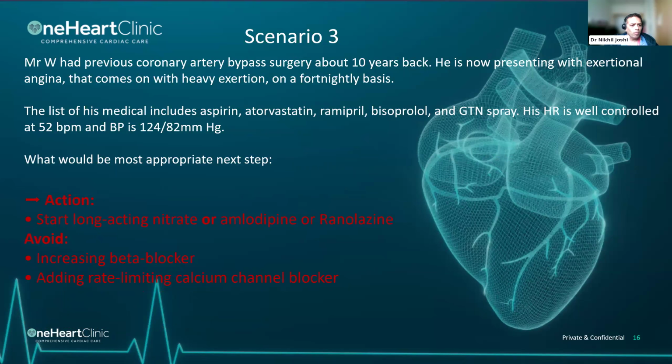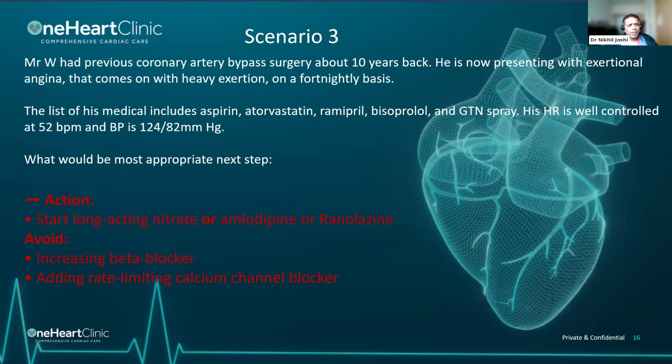The third patient is someone who had a previous coronary artery bypass grafting. He's now presenting with exertional angina, typical symptoms, coming on less frequently, on a fortnightly basis. Medications, again, appropriate secondary prevention. The difference here, obviously, is that the heart rate is 52 beats per minute. Blood pressure is well controlled.